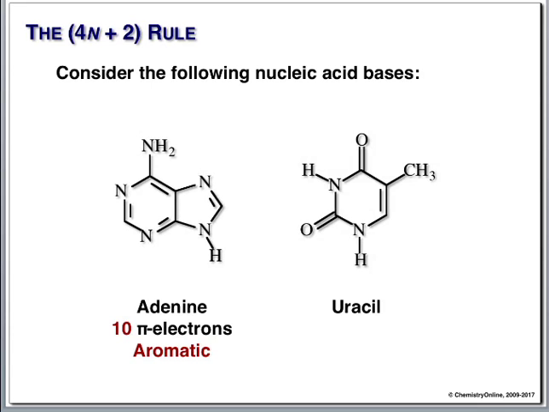Uracil. I only see one double bond here, but we have two nitrogens. These are both sp3, but energetically, it's favorable for these to rehybridize, join up with these, and make an aromatic system with 6 electrons. Any questions?